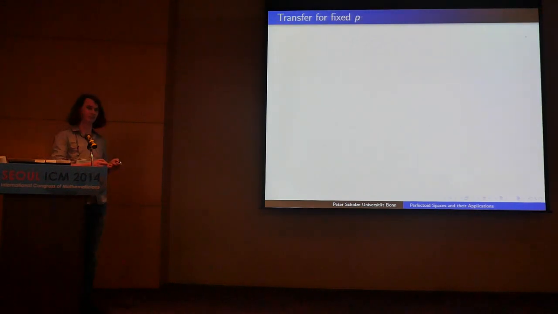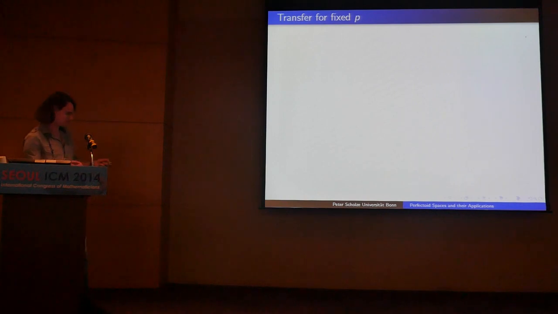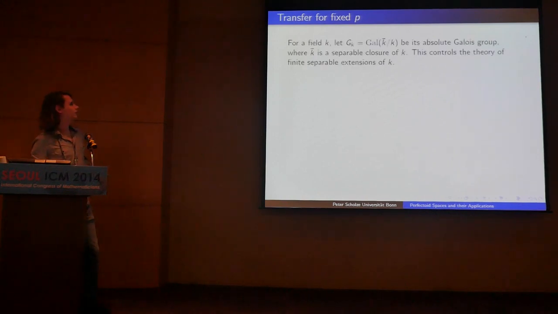But as I said, I'm interested in the fixed p, so let's say p is 2, so it gives me no information. So one way in which I might be interested in the field is in the theory of finite extensions of this field. This is encoded in the absolute Galois group of this field, which is a group of automorphisms of the separable closure of K which fixes the subfield K. So this in some sense controls finite separable extensions of K by Galois theory.